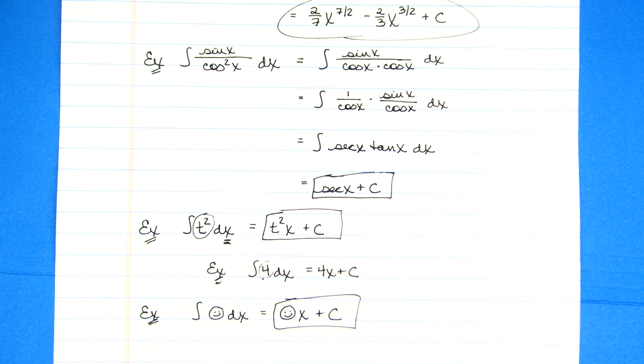Finally, any one of these problems you can check by just doing derivatives. If you take your answer, find the derivative, it should become what was inside the integral before we found the antiderivative, because derivatives and integrals, they're just inverses of each other. We're going to do a bit more work with these antiderivative rules in next week's video, but I think that's all I have for today.